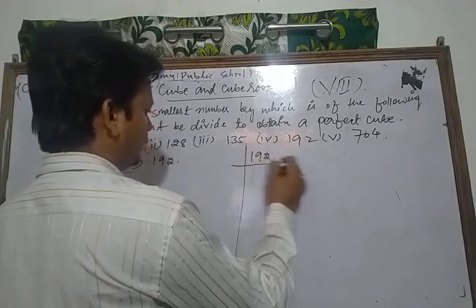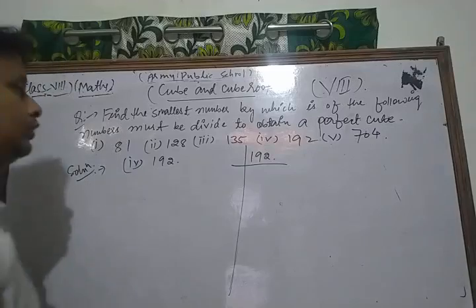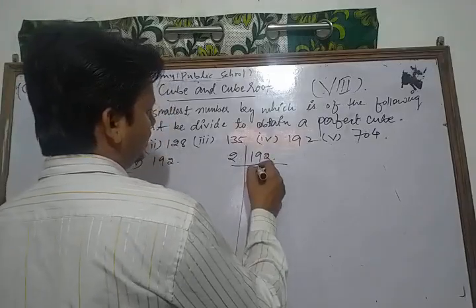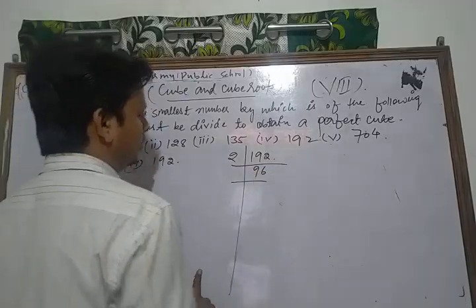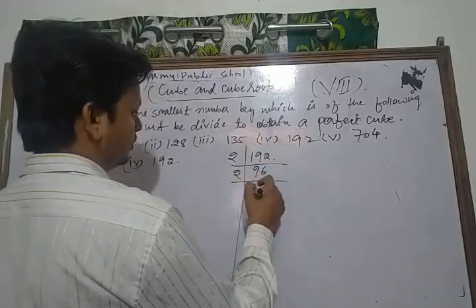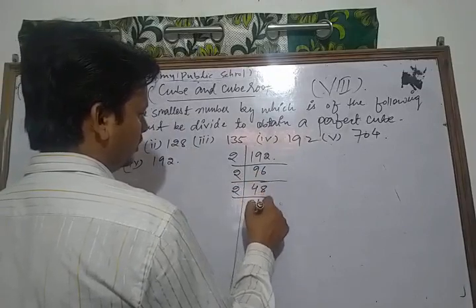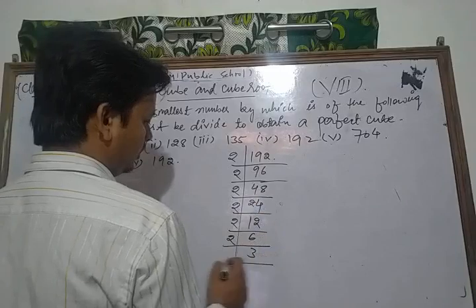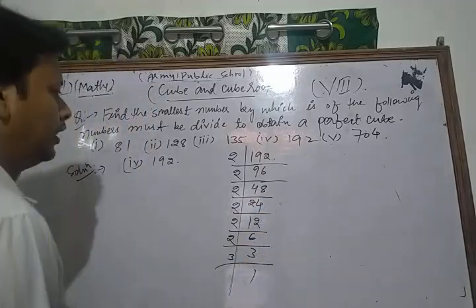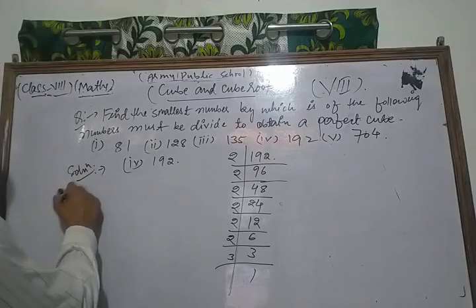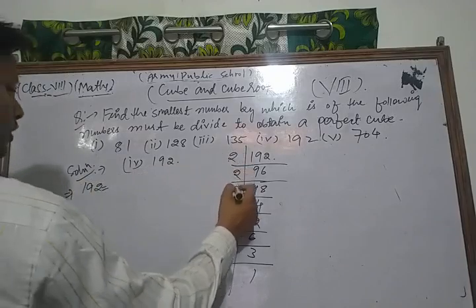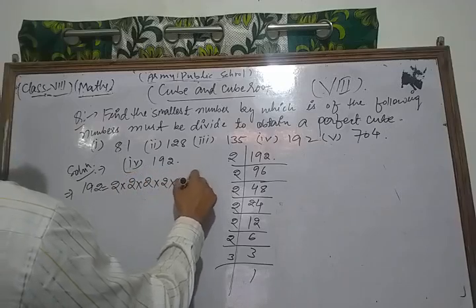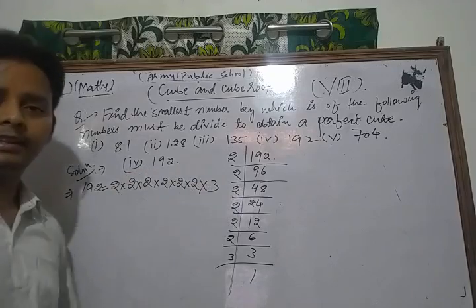Let's see. So by 2, na? By 2 we get what? Let's see. Okay. Again by 2. Again by 2. Okay. Now what I get, let's see, we can write 192 in the form of 2 to the power 6 into 3. So we can write, we do its prime factorization.